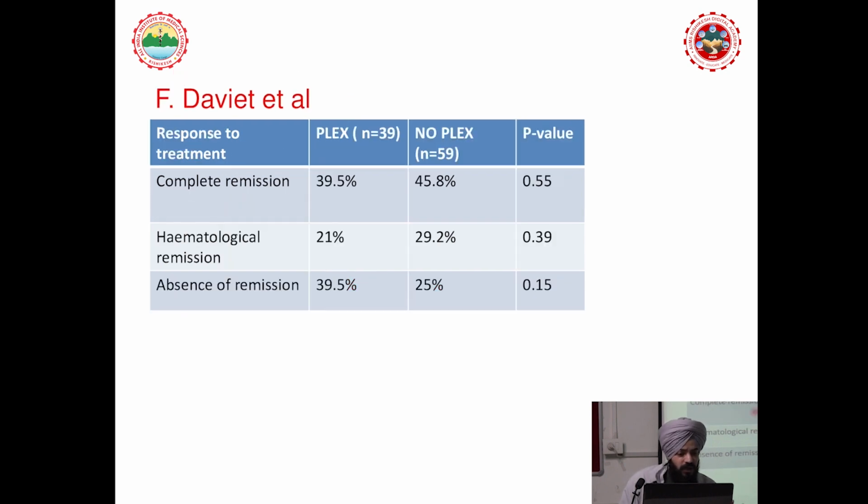It was found that complete remission, including renal and hematological remission, was observed, and there was no significant difference between the PLEX and non-PLEX patients, with a p-value of more than 0.05. In hematological remission, in PLEX patients it was observed in 21%, and in patients not given any PLEX it was around 29%. Absence of remission was observed in 39% of patients with PLEX, and around 25% of patients with no PLEX. PLEX being plasma exchange.